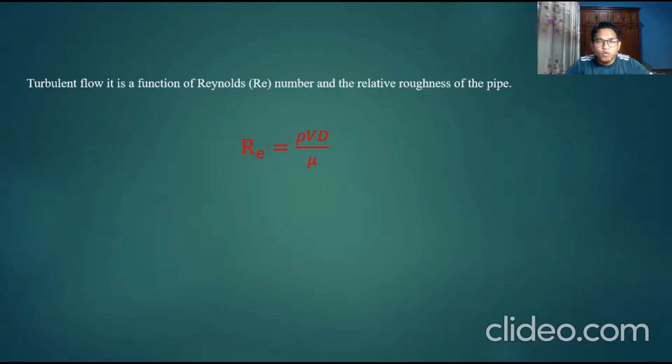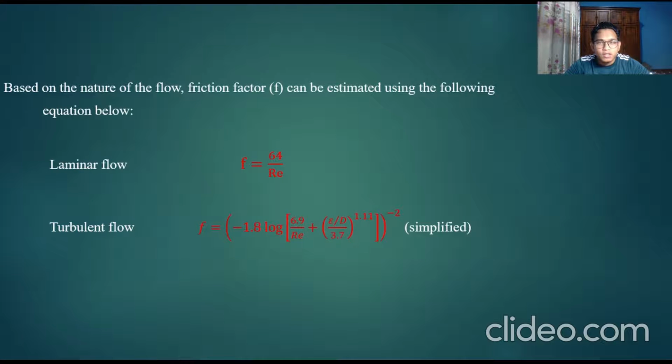And then we move to the next one, which is friction factor: how to find the friction factor for laminar flow and turbulent flow. And the last one, we will discuss the relationship between HL, head losses, and KL, resistance.